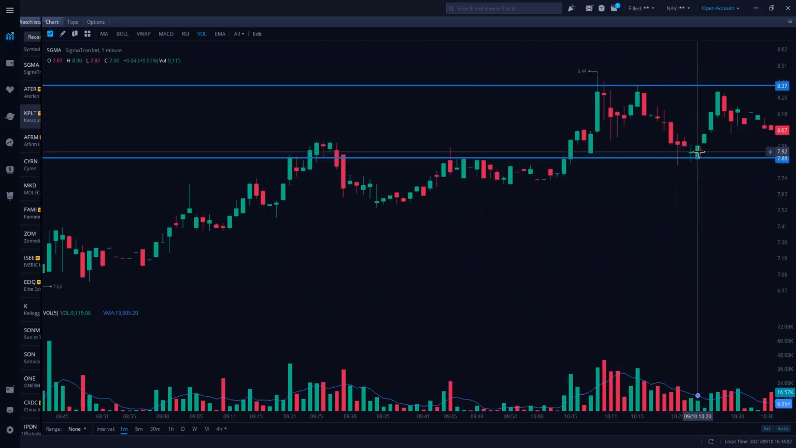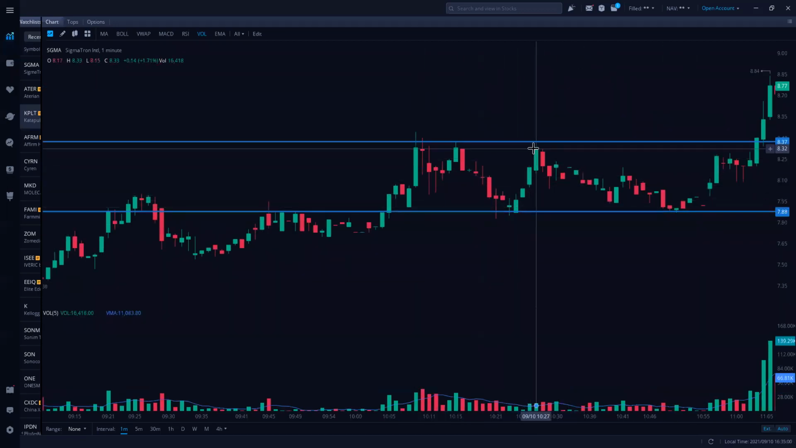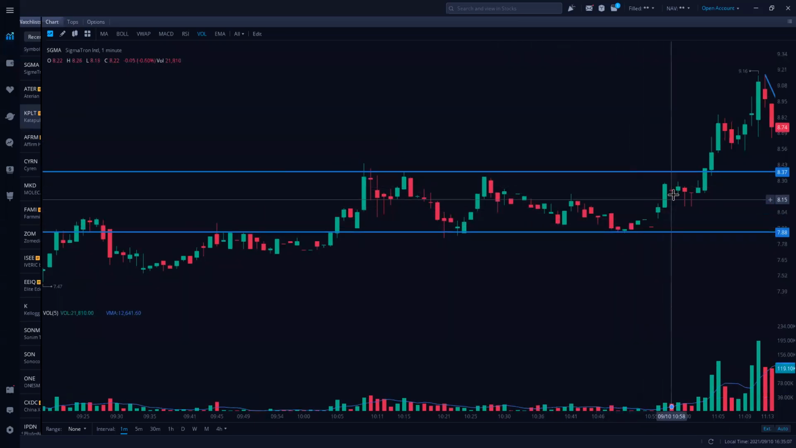I might have to buy right here because now this is new support, because it was old resistance. And this bounce is confirmation that this is a good, strong support. So the next time it comes down, that's your chance to buy and then sell right before it hits that resistance.